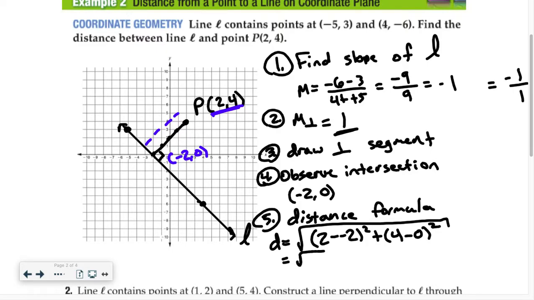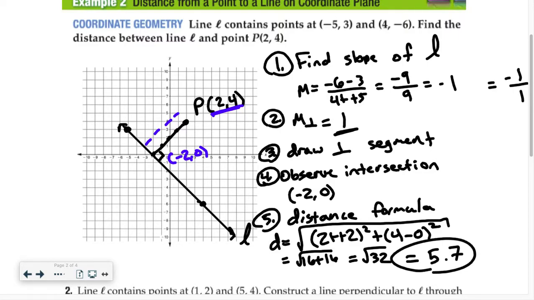This distance is going to end up being 2 minus -2, so 2 plus 2, so 4 squared is 16, plus 16, so this distance is the square root of 32, which is approximately 5.7. Okay, so that is the distance from P to L.